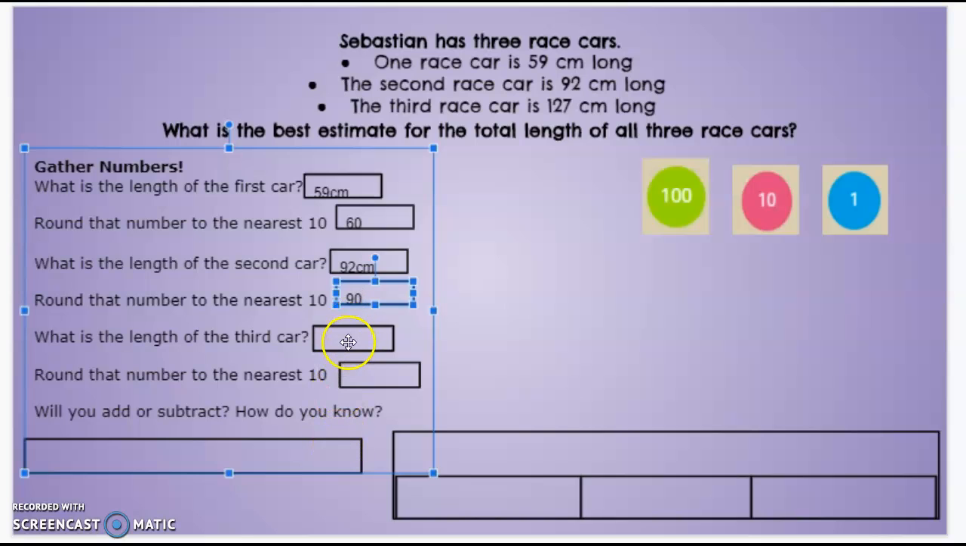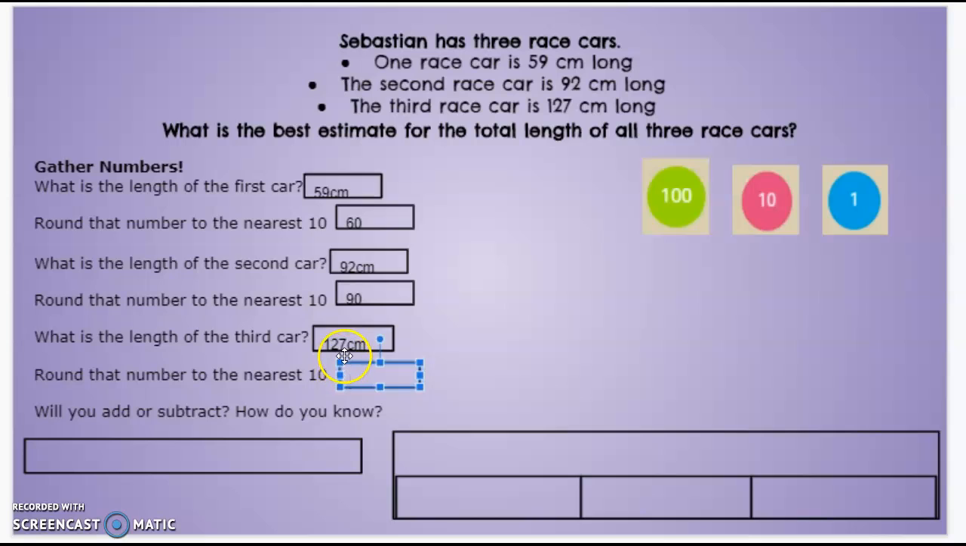What is the length of the third car? The third car is 127 centimeters. And I'm rounding to the nearest 10. Now remember, this has 3 digits. So we have a hundreds, a tens, and a ones. So I'm rounding to the nearest 10. So I'm going to look at my tens place value, and then I'm going to look at my ones to help me determine.